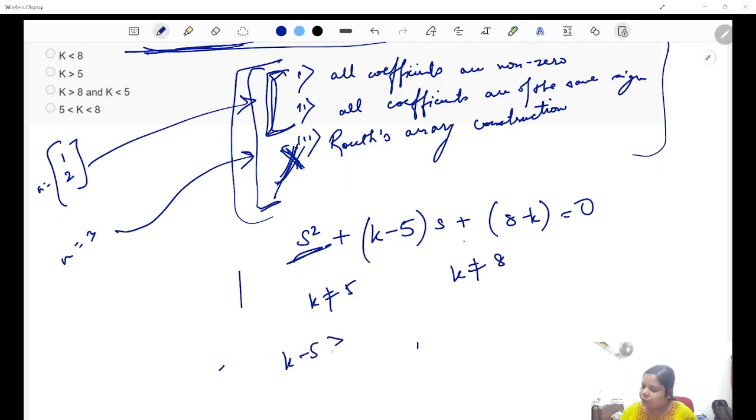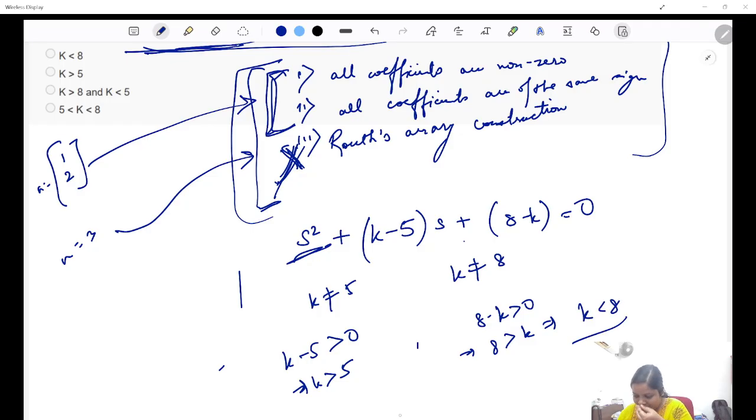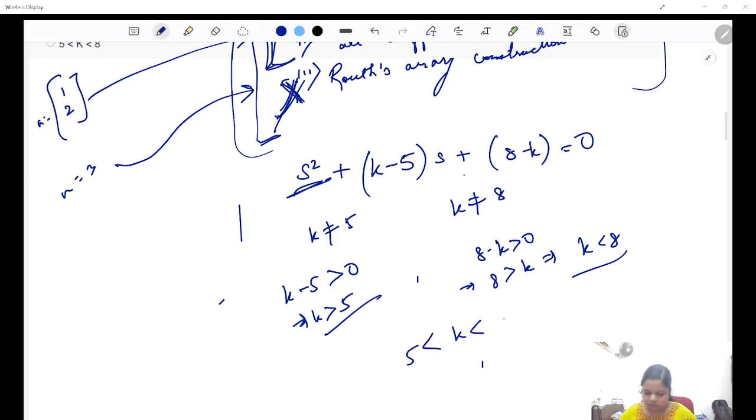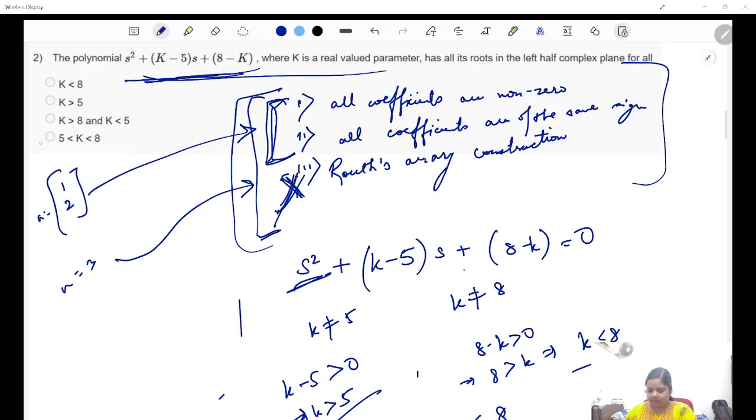So k minus 5 should be greater than 0, which directly says k should be greater than 5. From here you get 8 minus k to be greater than 0. That means 8 is greater than k, which means k is less than 8. So k should be greater than 5 and k should be less than 8. It should be in the range of 5 to 8. K belongs to 5 to 8. So from here, what is your answer? Your answer is D.